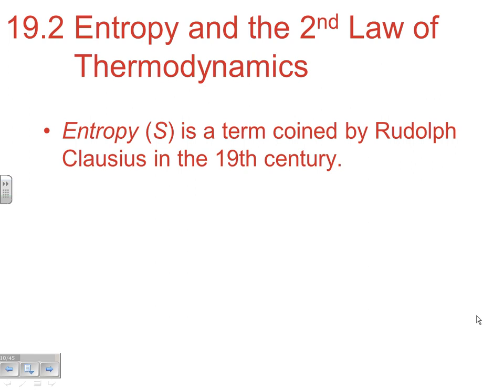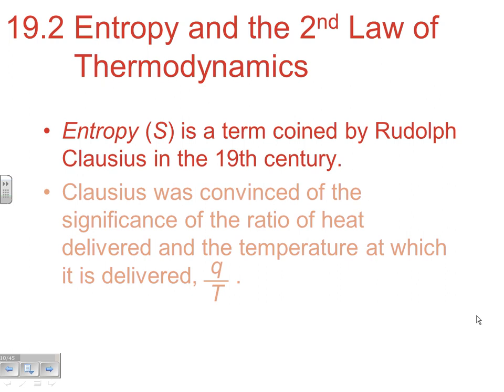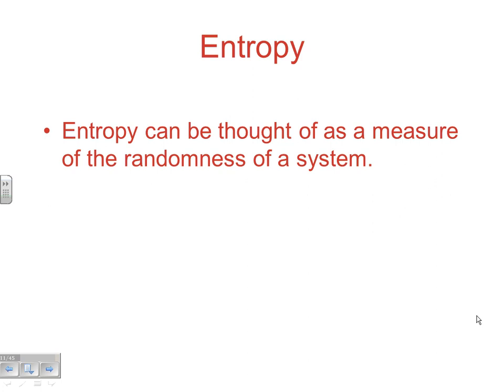Entropy has the symbol S, and it's a term coined by Rudolf Clausius in the 19th century. Now, Clausius was convinced of the significance of the ratio between the heat delivered and the temperature at which it was delivered. So this ratio of Q, the heat delivered, versus the temperature. So he thought that this was a significant term. That term will come back in a second.